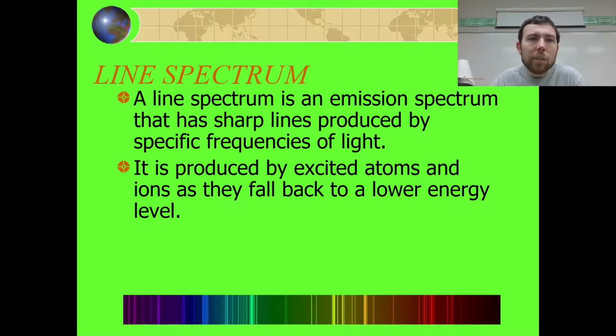And so that line spectrum is going to be produced when the electrons within an atom or ion move to higher and lower energy levels, right? And it's only going to correspond to very specific wavelengths and frequencies. It's not going to be found continuously over the entire spectrum.